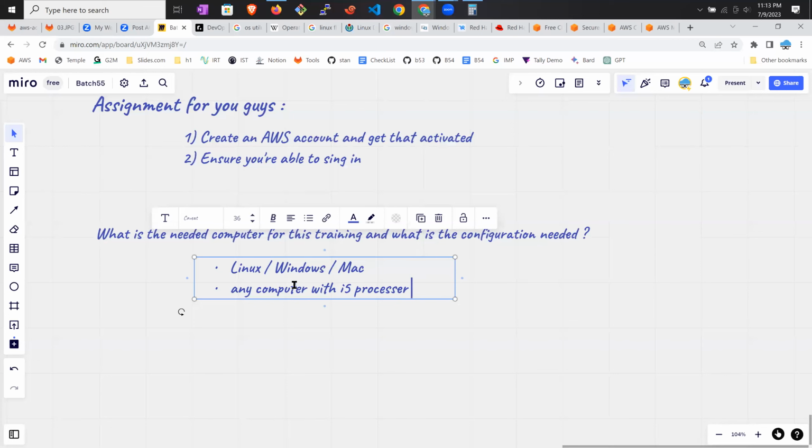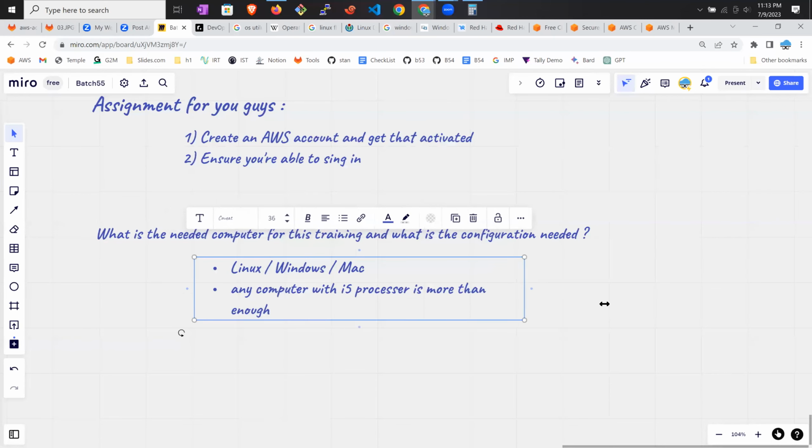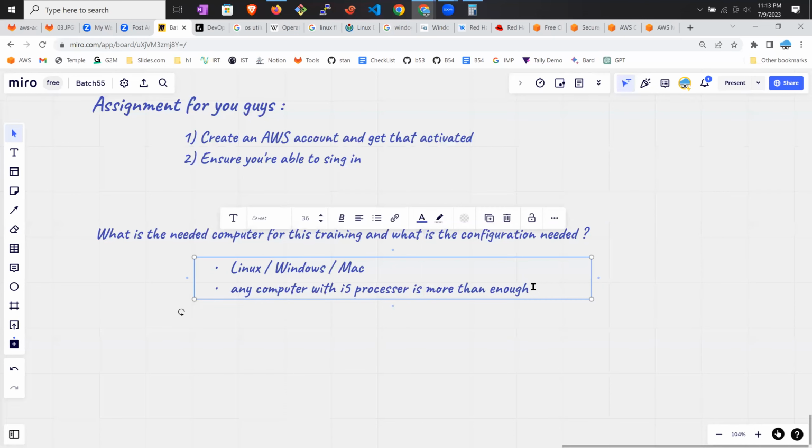Is enough. It is more than enough, guys. All I expect is that you should be comfortable with the computer that you're working on. The thumb rule is any computer which is working and where you are comfortable.